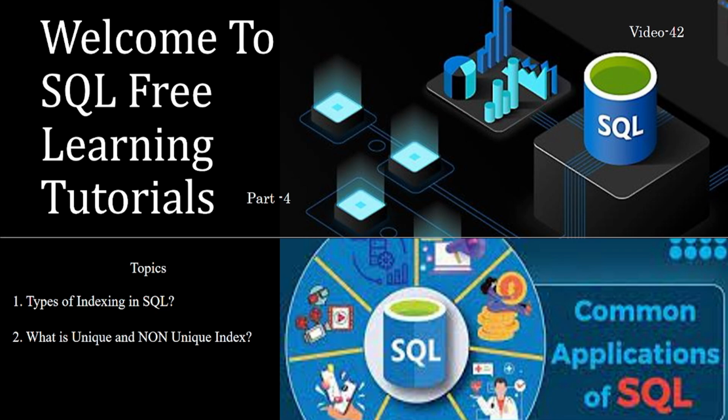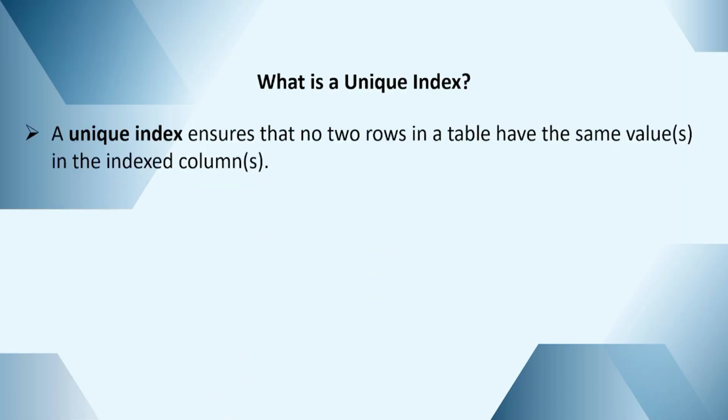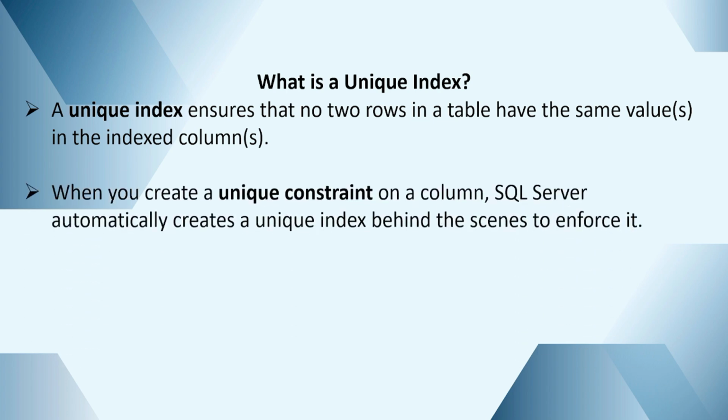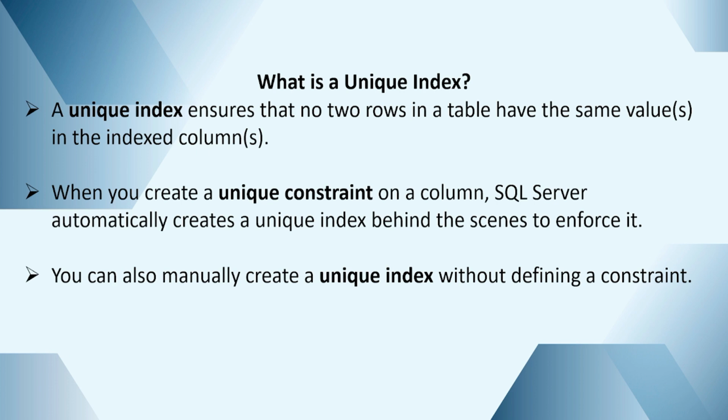And now let's understand the definition of unique index. A unique index ensures that no two rows in a table have the same values in the indexed column. So basically, guys, there should not be a duplicate value in the column. And the next point says, whenever you create a unique constraint on a column, SQL Server automatically creates a unique index behind the scenes to enforce it. You can also manually create a unique index without defining a constraint. And now let's move to the SSMS screen to understand unique index.